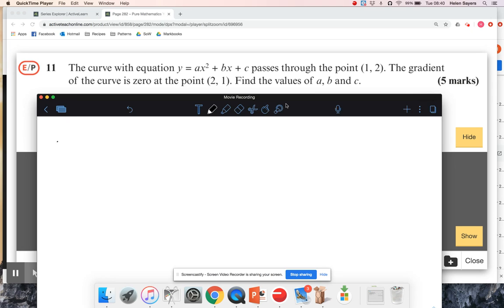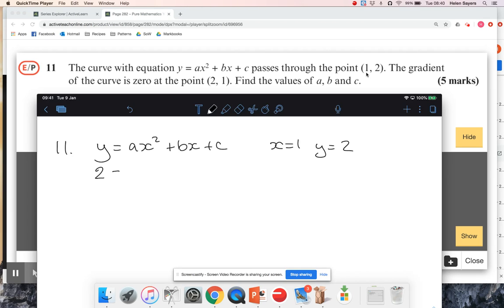Okay, so that's the actual equation of the quadratic, and they tell me that it goes through the point (1, 2). So that's telling me that when x is 1, y is 2. If I put that in, that's not going to be enough for me to be able to find a, b, or c. But let's see what that gives us.